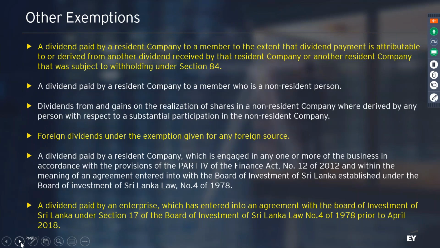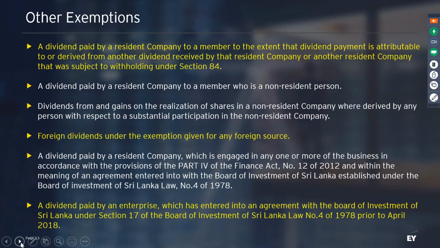Okay. So with that, I will quickly move on to the next chapter, that is the other important exemptions on dividends provided in the tax law in Sri Lanka. The first one is the exemption granted for the dividend income received by a resident company through a pass-through distribution. If I read out the section, it says the dividend paid by a resident company to a member to the extent that the dividend payment is attributable to or derived from another dividend received by the resident company or another resident company that was subject to withholding under section 84.